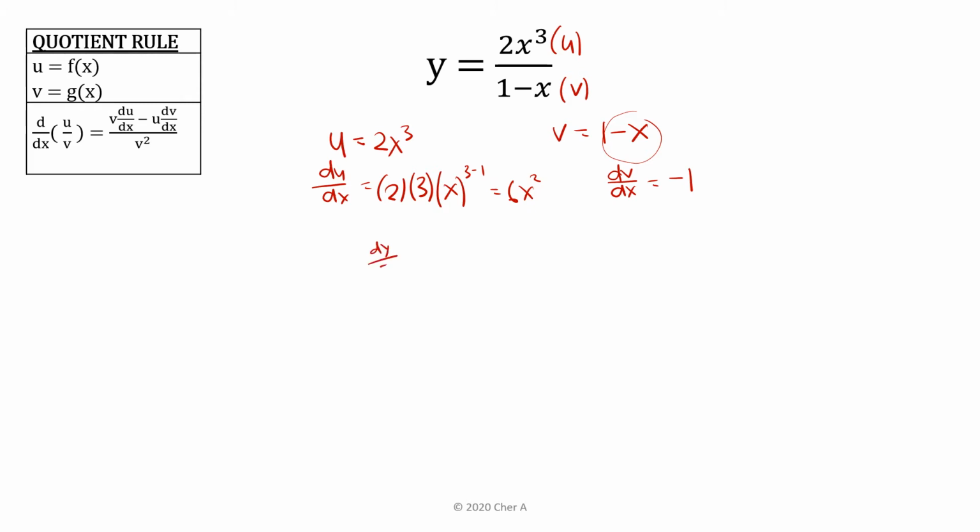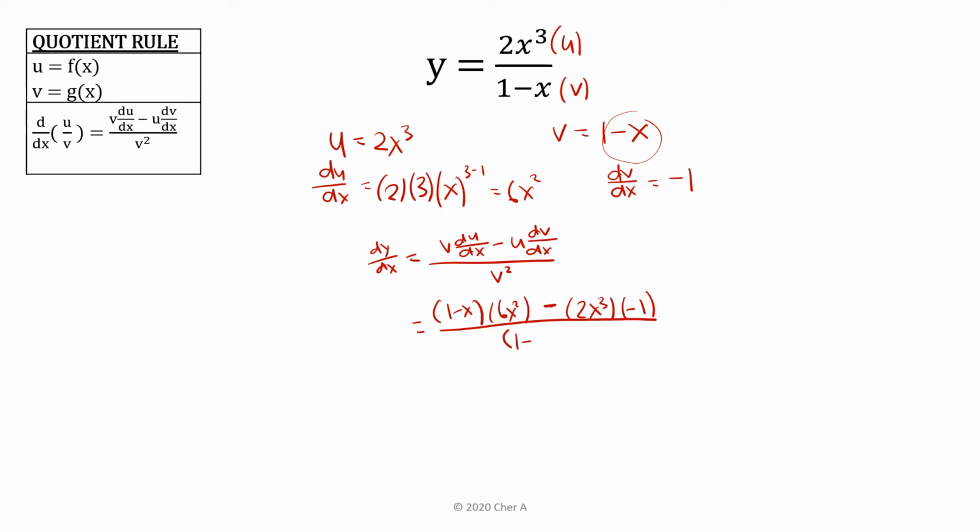dy dx is equal to v du over dx minus u dv over dx, over v squared. I think by now you can start to see the ugly face in your quotient rule already. Okay, so v is 1 minus x, my du dx is 6x squared, minus, remember it's minus, it's not plus, u is 2x cubed. My dv dx is minus 1, over v squared. So looking for my v squared, it is 1 minus x, squared.